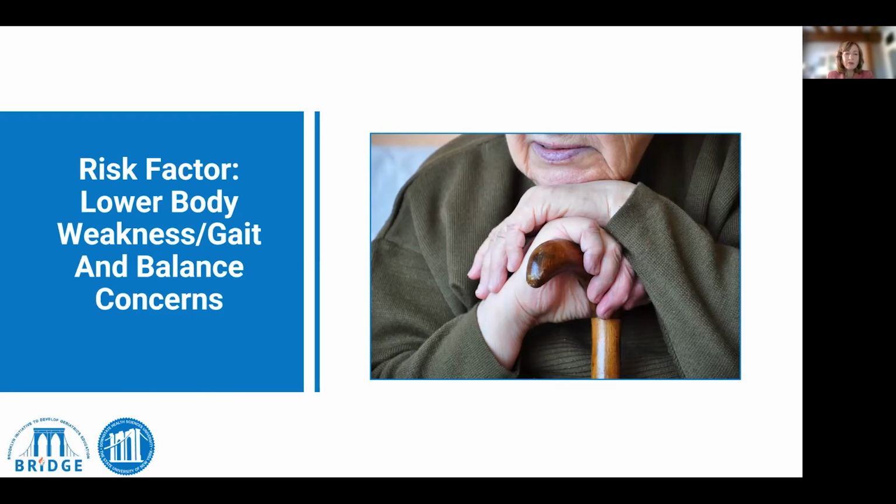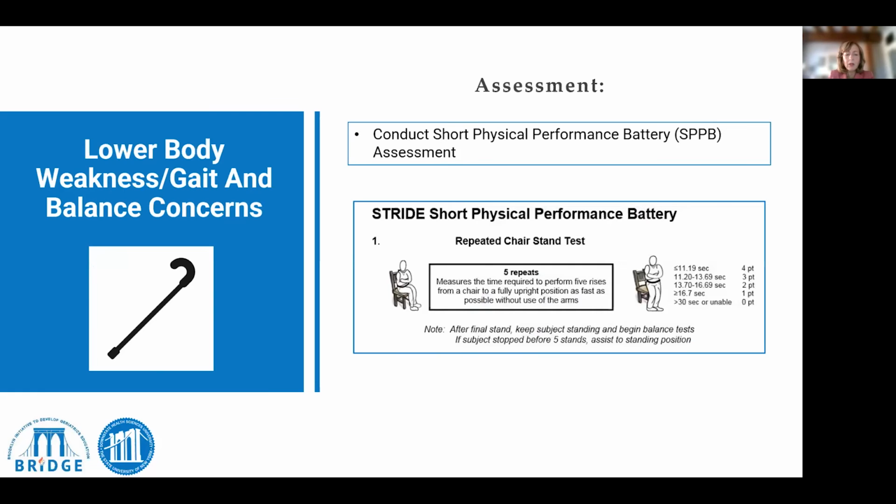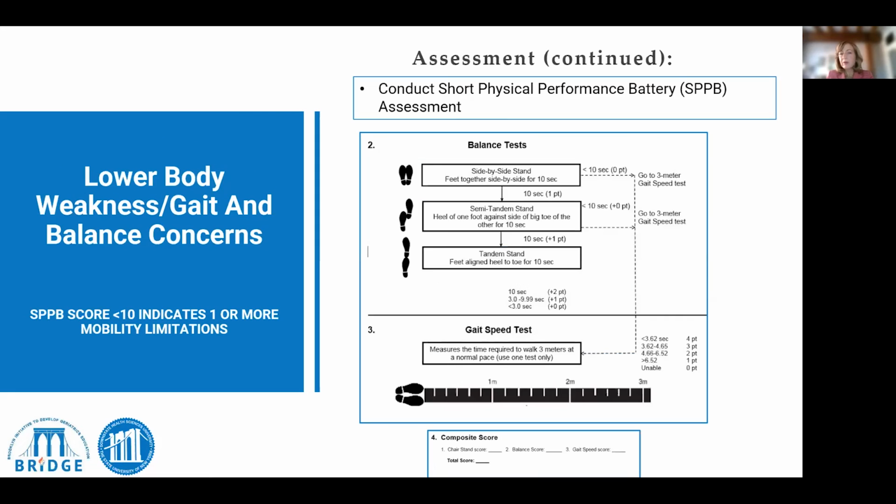So fall risk factors of weakness, gait and balance concerns, these are very common in older people. Conducting an assessment like the Short Physical Performance Battery can help you identify and quantify gait and balance needs. There's many tools online to help you do this. So again, you may not have time to do this during a visit. So again, watching the patient walk, if they're stable, and whether or not they're using a walking aid, and use that to inform the recommendations.